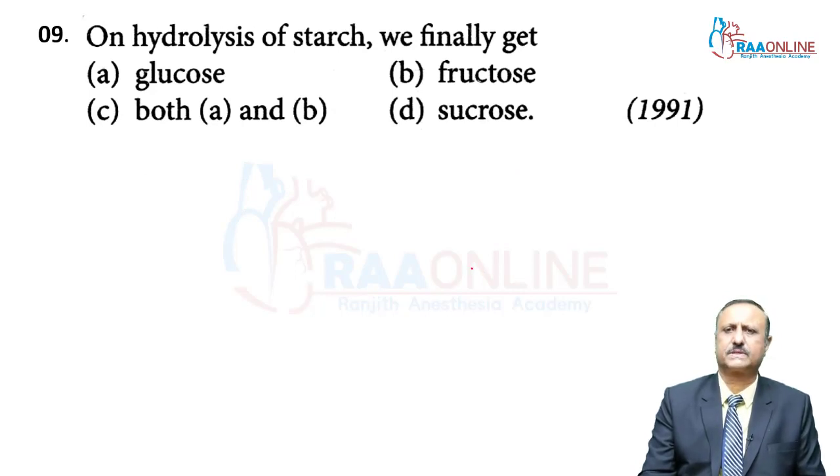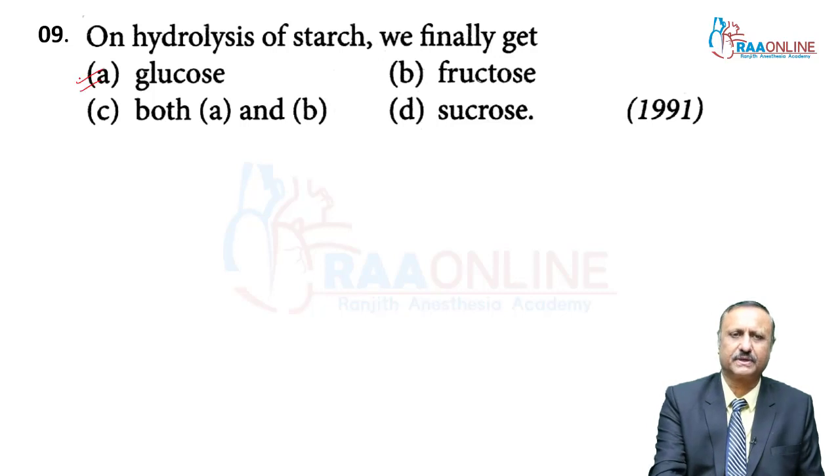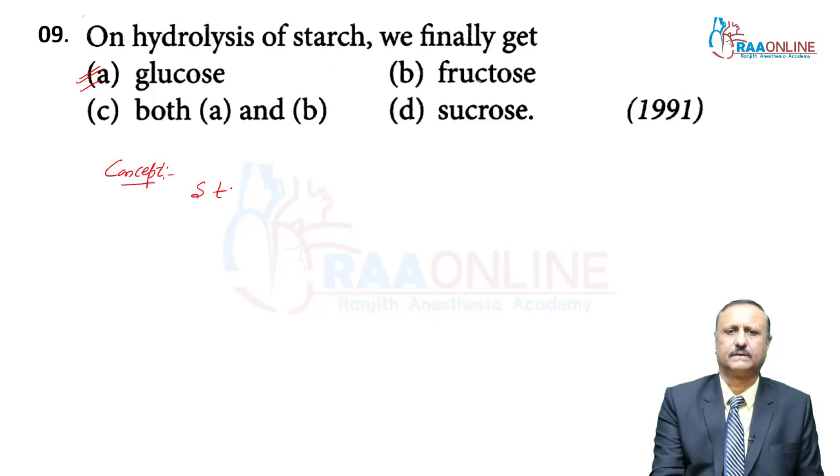On hydrolysis of starch, what do we finally get? The monomer of starch is glucose, not fructose. That is why the answer is A. Here I write the concept of starch.